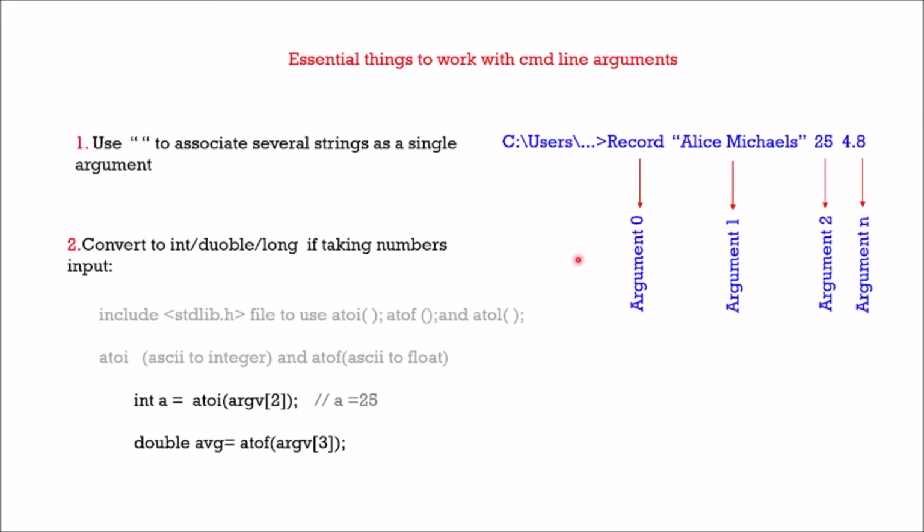Okay, so this is basically what you have to bear in mind while working with command line arguments. They are taken as strings no matter what. So if you are using them as strings, just leave it that way. But if you have to convert them to numeric values, use those conversion functions, and also use the double quotation to associate a large string into a single argument. So now let's do some practice code.